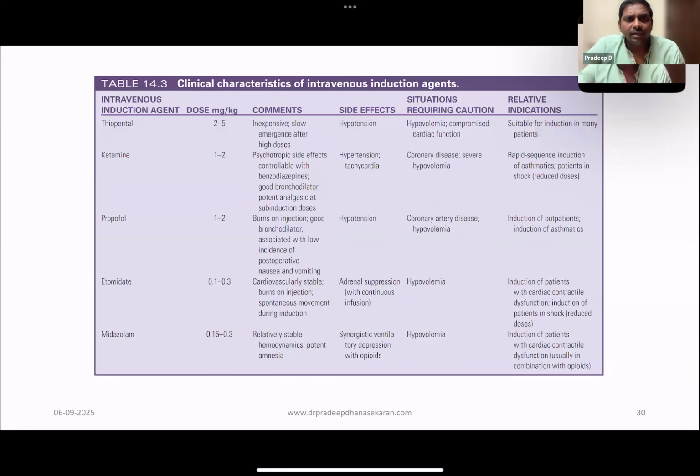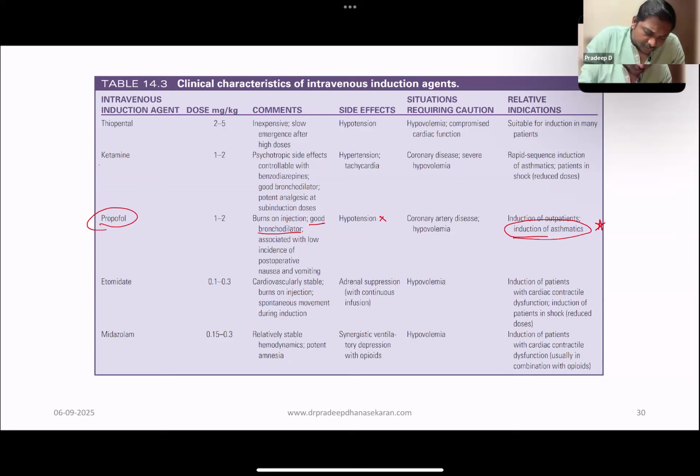Then moving on to the intravenous induction agents. The commonly used ones are propofol and ketamine. Propofol is a very good bronchodilator, so it is used in the induction of asthmatics. That is a very important MCQ point. The main side effect is hypotension.